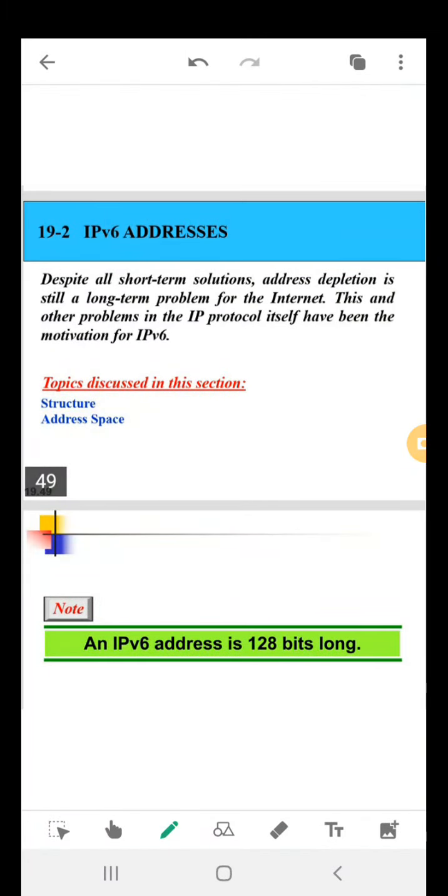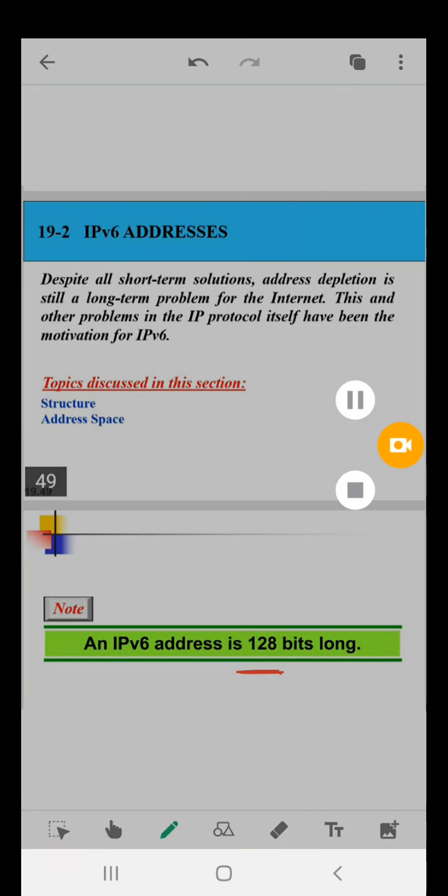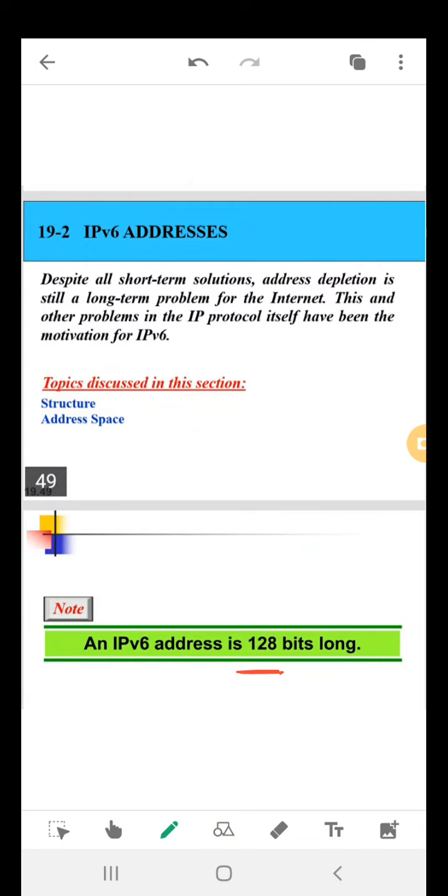So in case of IPv6 address, the total size of address is 128 bit. So you can calculate how many bytes will be there in 128 bit. So 128 bit means we have 16 byte. So the total size of IP version 6 address is 16 byte.